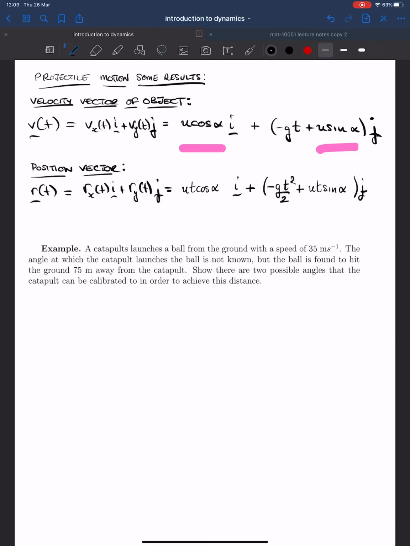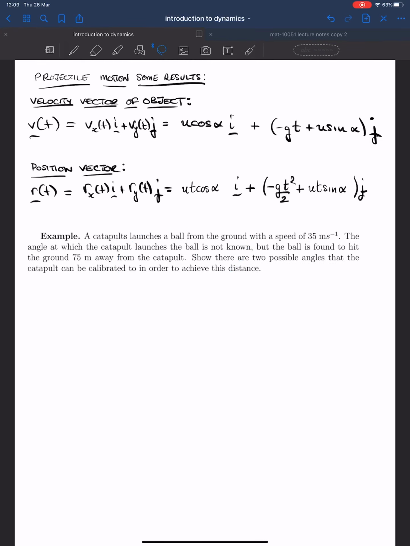Right, so in this example, again, we're going to have to use some information concerning our results related to projectile motion. Okay, so I've copied some results that may or may not be useful up at the top. So let's get into the example.